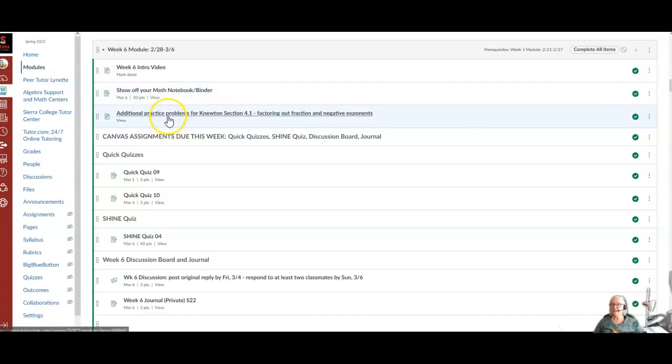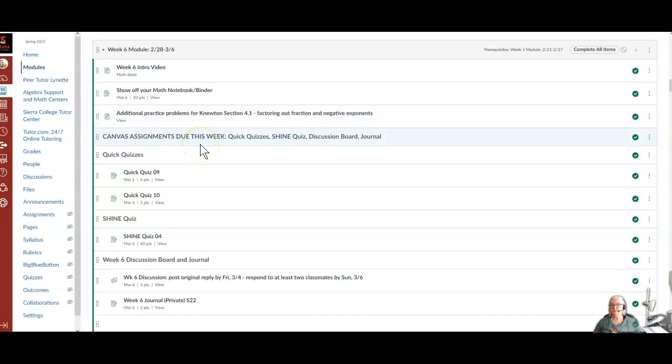Then I want you to see these additional practice problems for Newton section 4.1. Many students find factoring out fraction negative exponents challenging. So I just offer you a few more practice problems, and if you have questions about them, you can let me know. Also know that your peer tutor, Lynette, is really good at making these up. And so if you went and spent 10 minutes with her, I bet she could just get you proficient. So it would be worth some time spent. This is an essential skill for calculus.